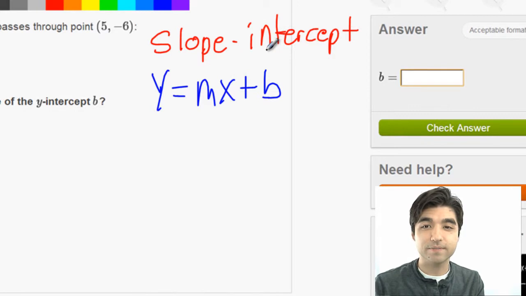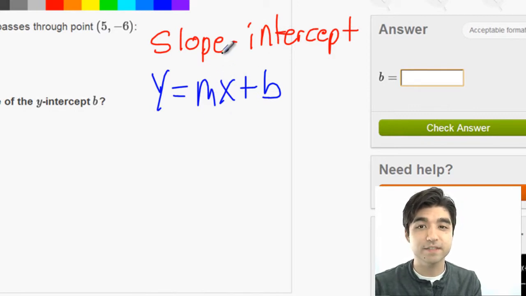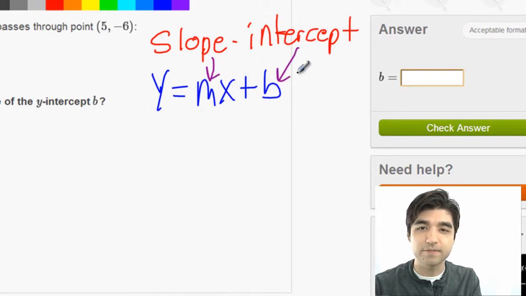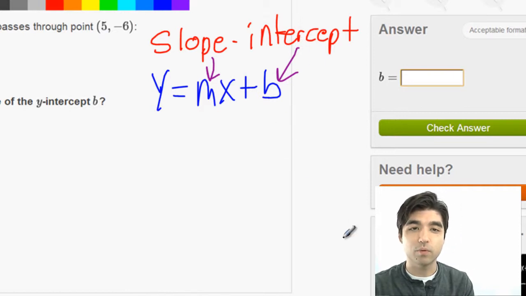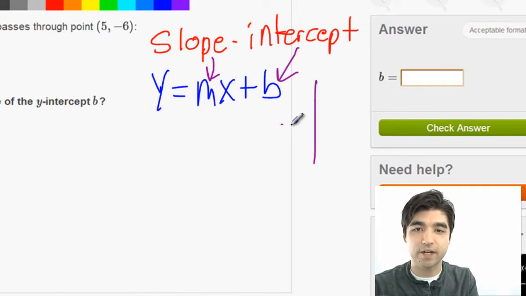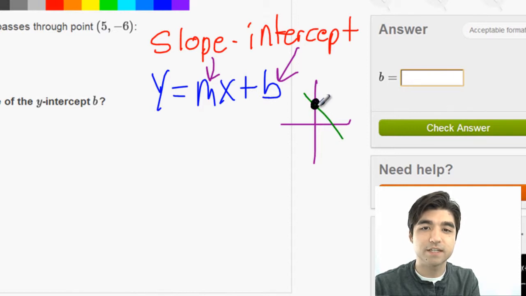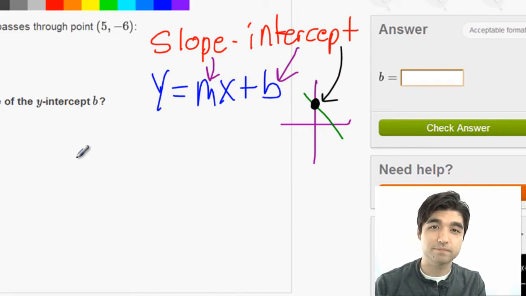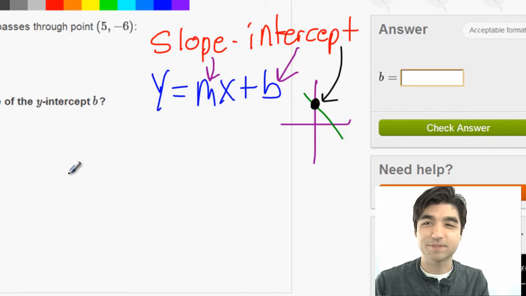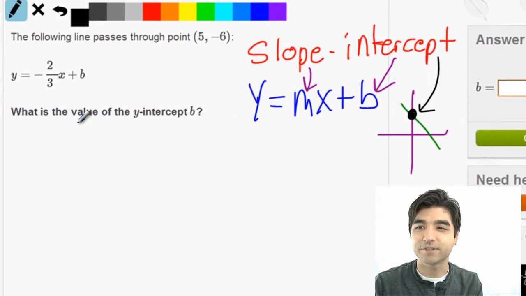And it's called the slope-intercept form because the m value here in front of the x is the slope, and the intercept is this b value here. That's the y-intercept. If I drew a graph and we had a line that goes through the graph, the y-intercept is wherever it crosses through the y-axis. So it's a very important thing to be able to find. So let's see if we can find it on this equation.